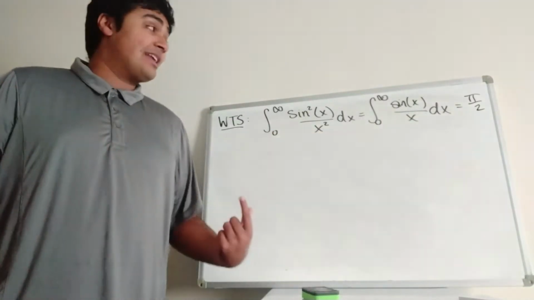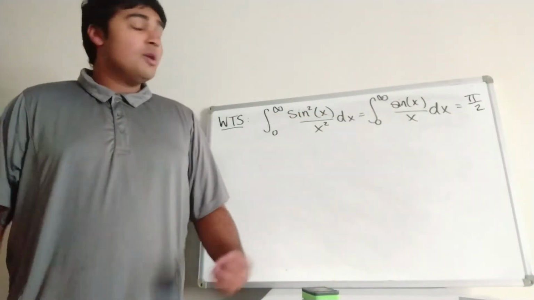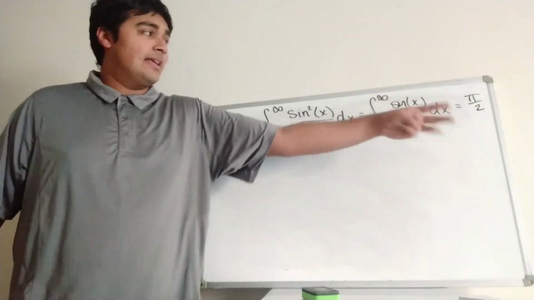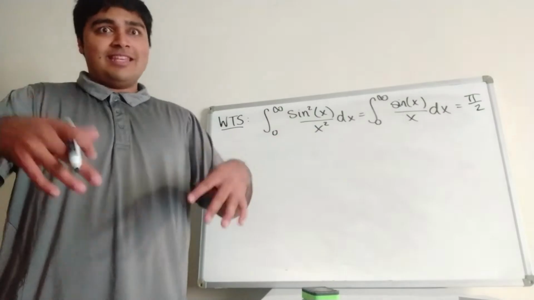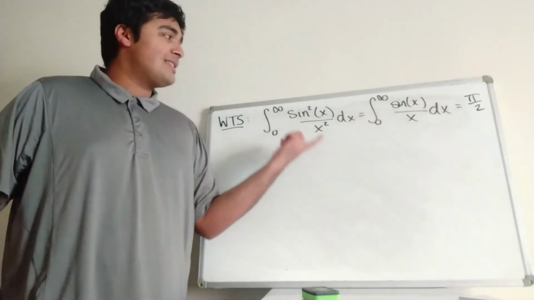But for this video we don't actually need to know that it's pi over 2, we just need to show that this thing equals this thing. But if you want to see how this guy equals pi over 2, check out the video in the link in the description. Anyway, we want to show this guy equals this guy.